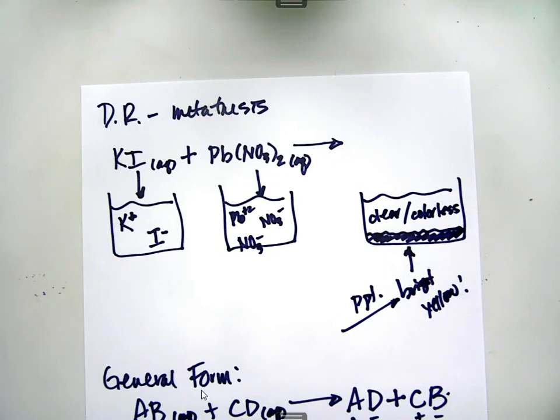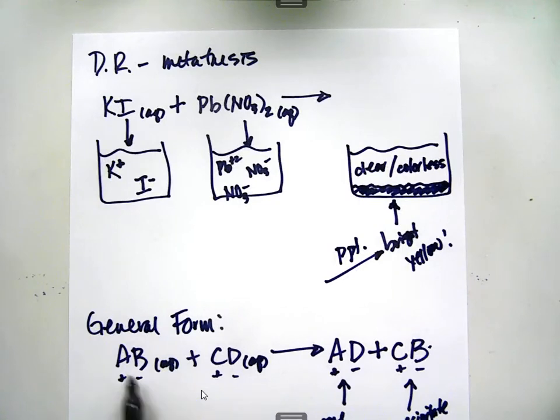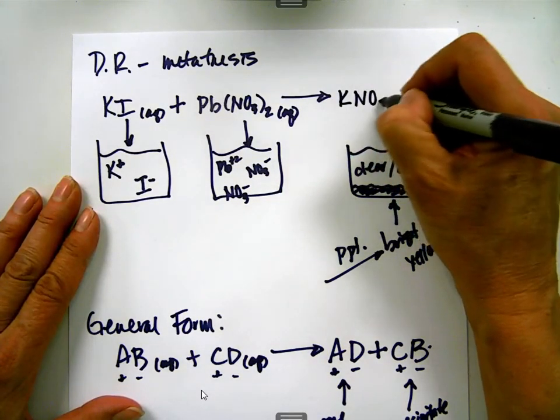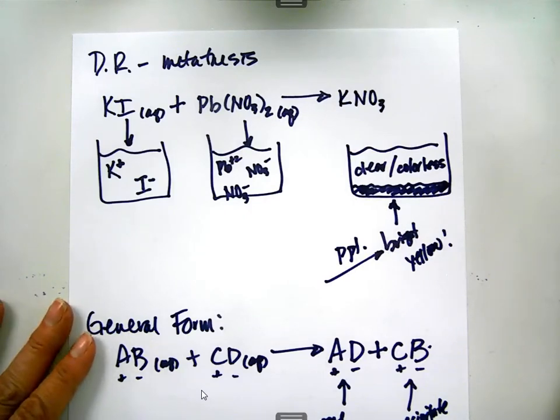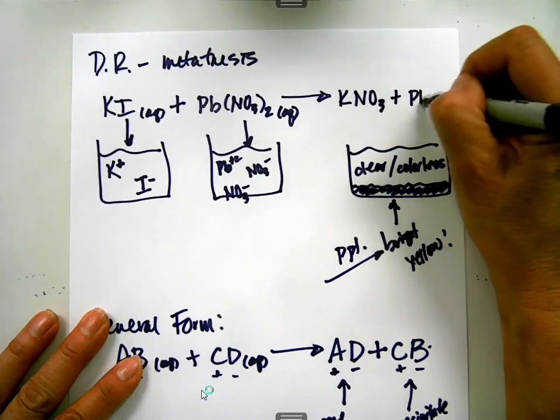Alright, what do you suppose the products are of this reaction? Keeping in mind that this is the general form. What's the products going to be? Potassium nitrate, so K and NO3 might potentially have done something. What else could possibly have happened? And some lead iodide, some Pb, and some I.